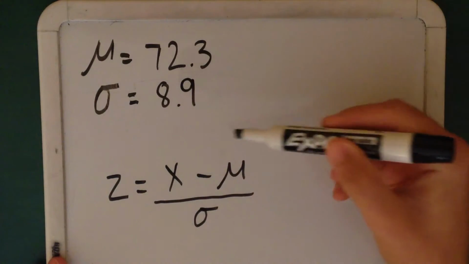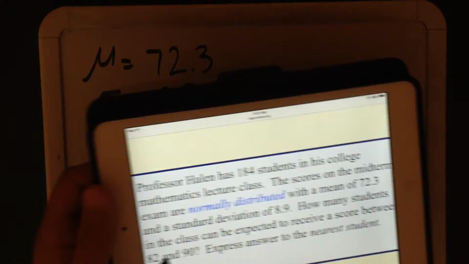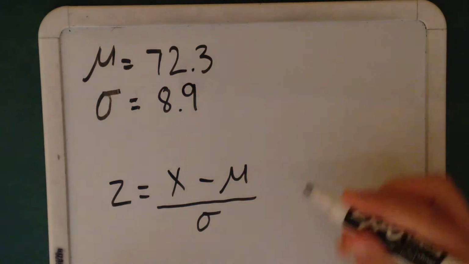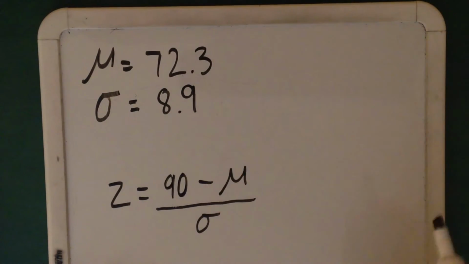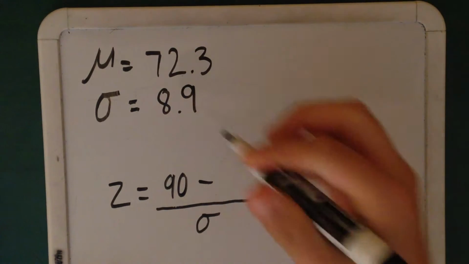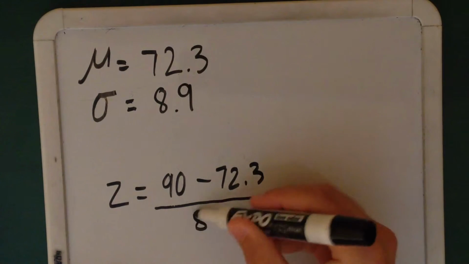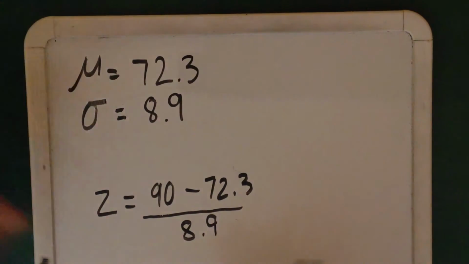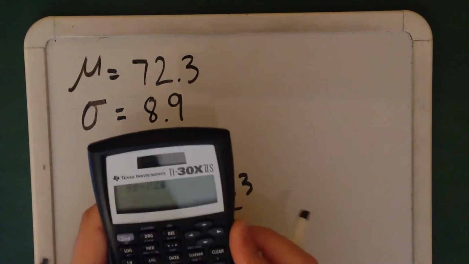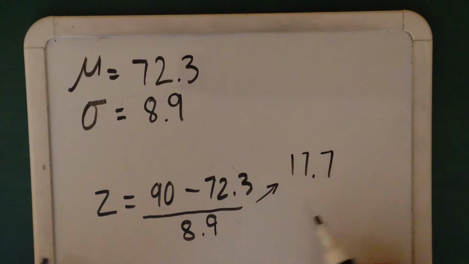In this case, we have x, and x will be 90, because that's the one we were working on. And then we will do another equation where we have 82 as x. First we're going to start with 90, so we can put 90 for x, minus mu, and mu is the mean, which is 72.3, over the standard deviation, which is 8.9. 90 minus 72.3, let's jump into the calculator. 90 minus 72.3 is 17.7. And then that 17.7 over the 8.9.